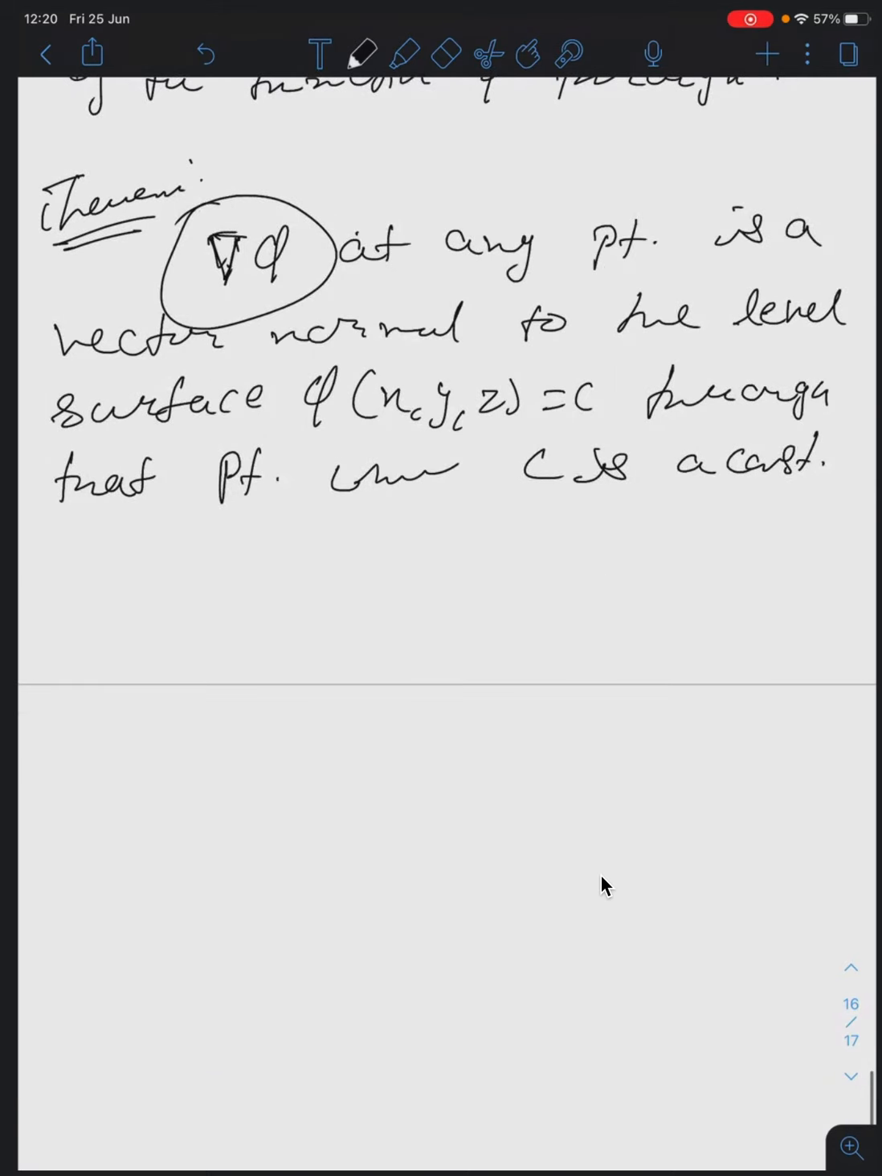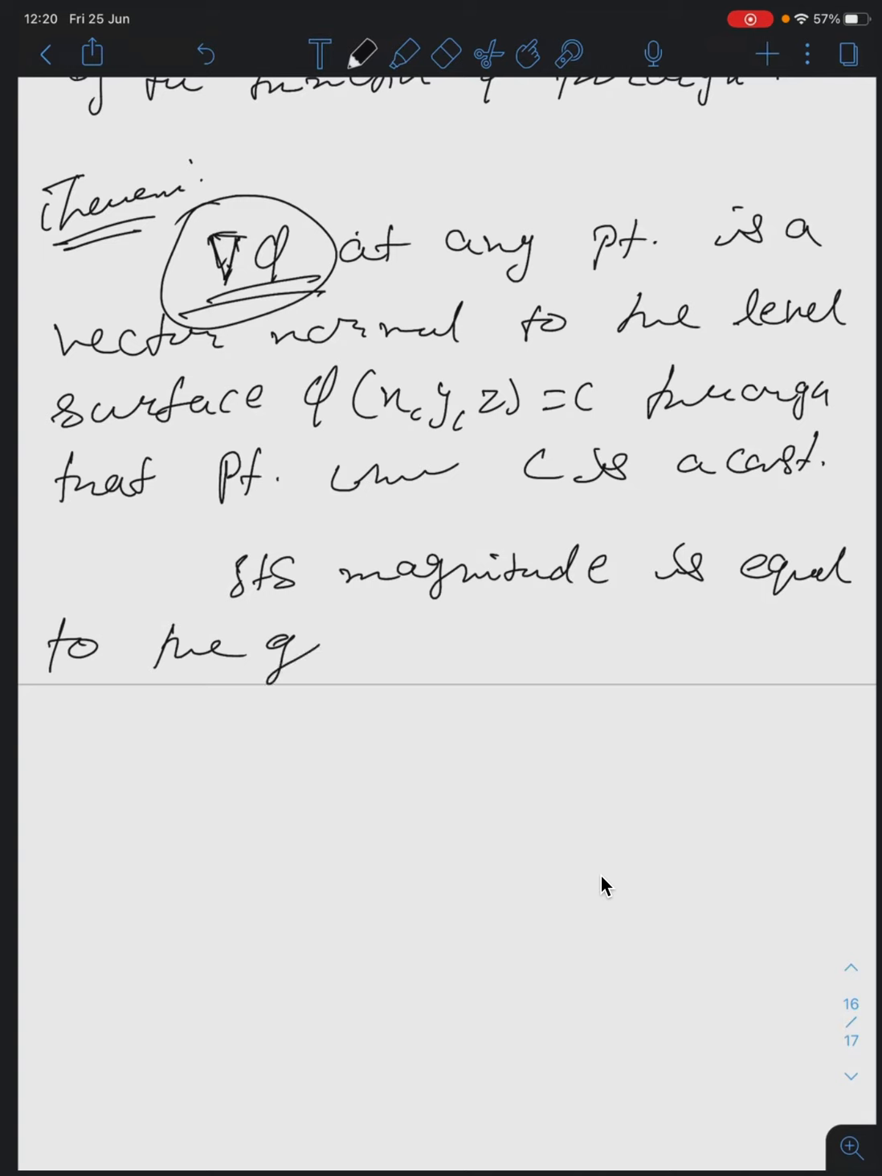Now, its magnitude. You have some vector, and you calculate its magnitude. So its magnitude is equal to the greatest rate of increase of phi. Okay, so its magnitude is equal to the greatest rate of increase of phi.